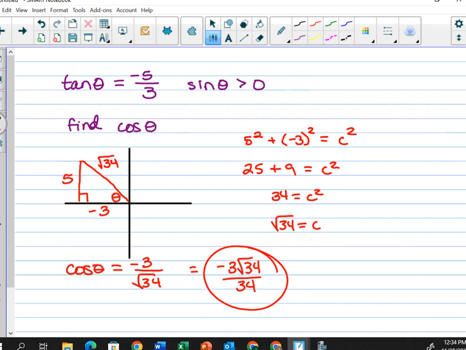Guys, work on this worksheet together. This one is all unit circle.